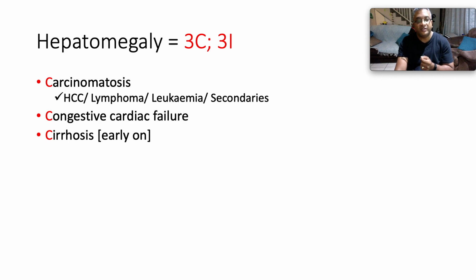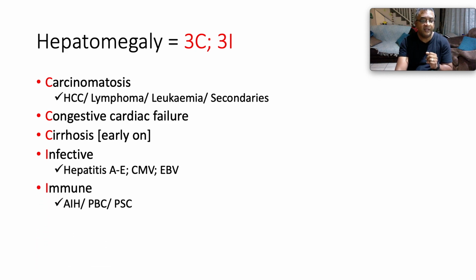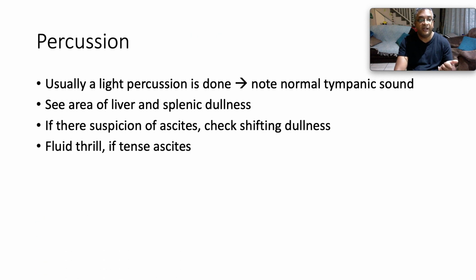Cirrhosis can also cause it earlier on. Those you have 3 C's and 3 I's, the first one being infective in the way of hepatitis A to E, cytomegalovirus, Epstein-Barr virus. Don't forget liver abscess can also cause hepatomegaly. Immune issues in the way of autoimmune hepatitis, primary biliary cirrhosis, primary sclerosing cholangitis, infiltrative issues in the way of sarcoid and amyloid. Let's move on to percussion.